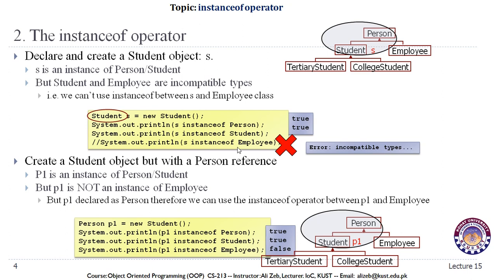But as opposed to the previous case where we were getting a compiler error, in this case we will not get a compiler error for P1 because P1 is declared as a person. Therefore we can use the instanceof operator between P1 and Employee, since P1 is declared as a Person but is an object of the Student class, using a reference to the Person class, which is a superclass of both the Employee class and the Student class.